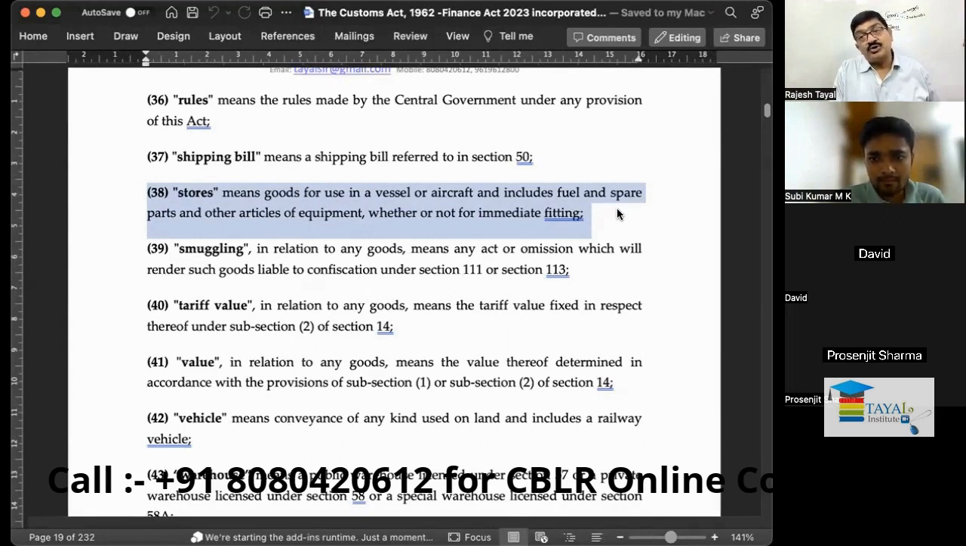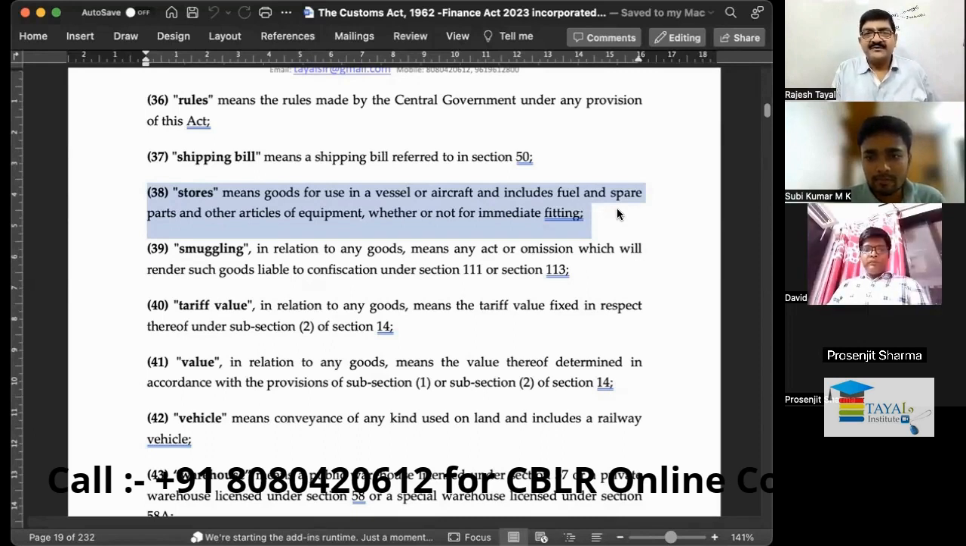First of all, it says it means goods, whatever be the category of goods, but required to be used on board the vessel or aircraft. And includes fuel, spare parts, other articles of equipment, whether or not for immediate fitting. So the word use, this says for use, includes fitting also, consumption also. Use is a much broader word. Consumption, fitting and installation are also covered therein. So this word use is a wide word.